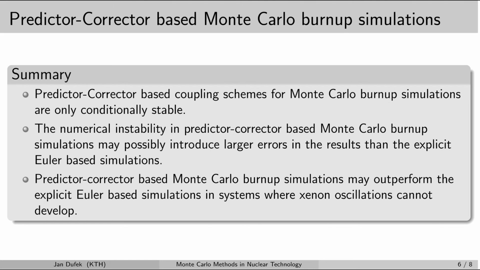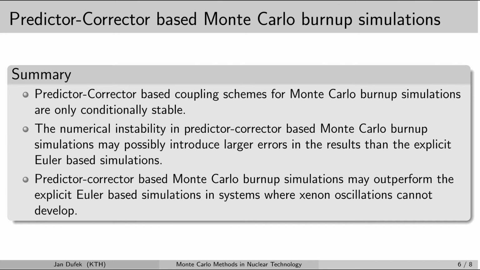So finally, let me summarize the lesson. I want to stress that the Monte Carlo burnup coupling schemes which are based on the predictor-corrector method are only conditionally stable, so they are stable with a sufficiently short time step. Now we have seen that the corrector neutron flux, which is used for the final fuel depletion over each time step, may not necessarily oscillate over the time steps.